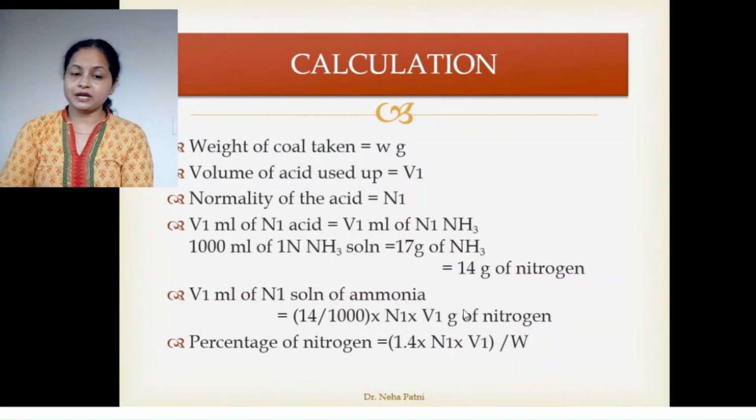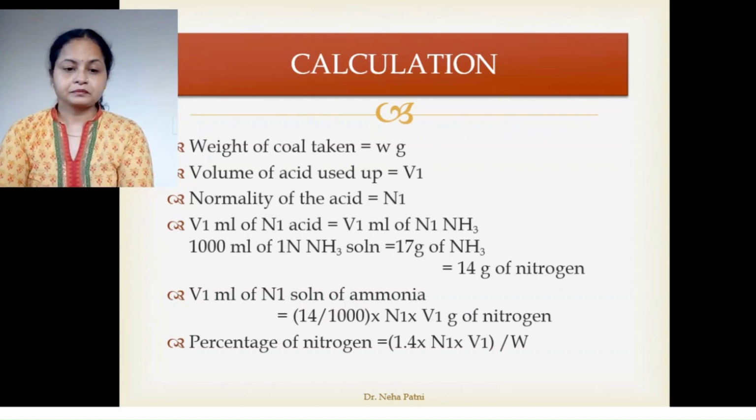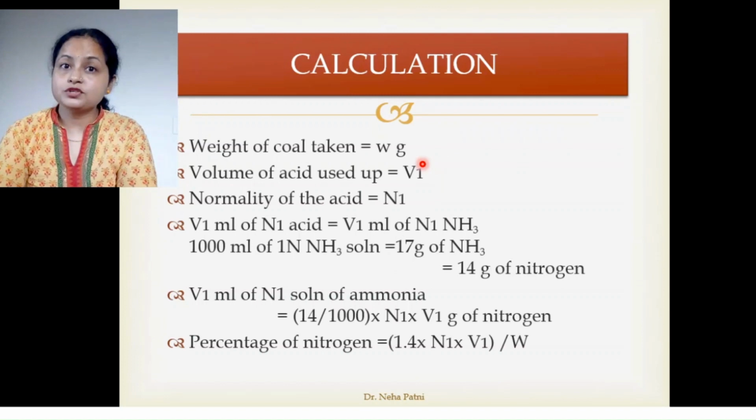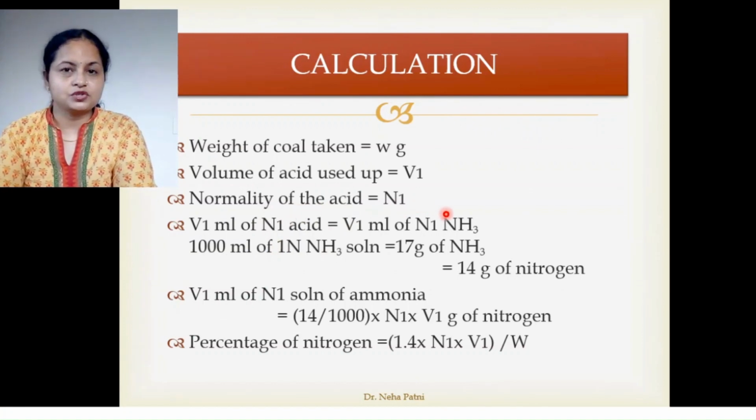Now to do the calculations, we'll simply assume that the weight of coal is W gram here. Volume of acid used up, so this V1 is nothing but what is used up? 8 ml. And how did you get that? 10 minus 2, which means the total amount of H2SO4 minus the leftover amount of H2SO4, which you get after titration. So this is the amount of H2SO4 which is used up, and the normality is N1. So now we assume that whatever acid is used up, that much amount of NH3 is formed.